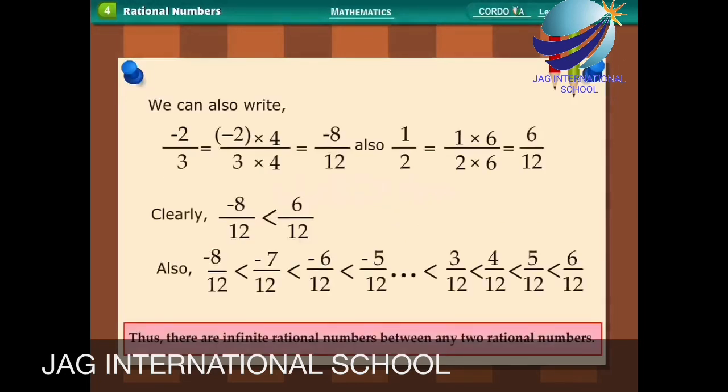We can also write minus 2 upon 3 is equal to minus 2 into 4 upon 3 into 4, which is equal to minus 8 upon 12, and 1 upon 2 is equal to 1 into 6 upon 2 into 6, which is equal to 6 upon 12. Clearly, minus 8 upon 12 is less than 6 upon 12. Also, minus 8 upon 12 is less than minus 7 upon 12, less than minus 6 upon 12, less than minus 5 upon 12 and so on, less than 3 upon 12, less than 4 upon 12, less than 5 upon 12, less than 6 upon 12. Thus, there are infinite rational numbers between any two rational numbers.